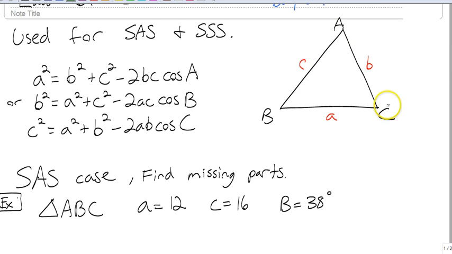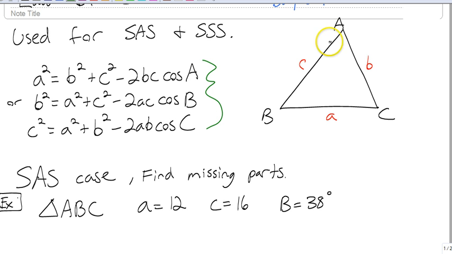Usually when you draw your triangle, let's assume that this is ABC. Side A goes across from angle A, side B goes across from angle B, and so on and so forth. Here is the law. It's the same thing 3 times, it just depends on what you're solving for.